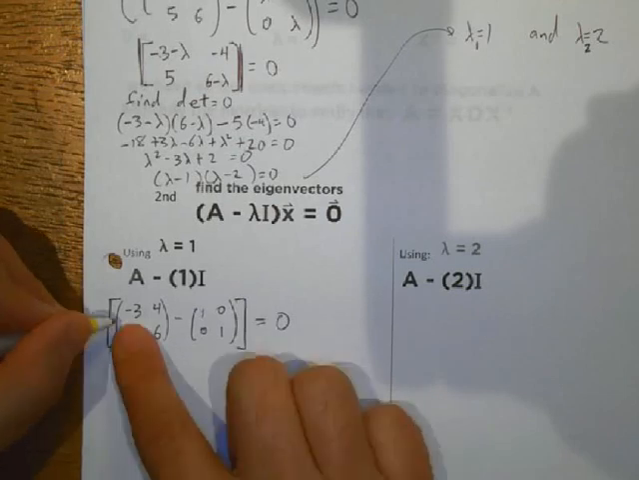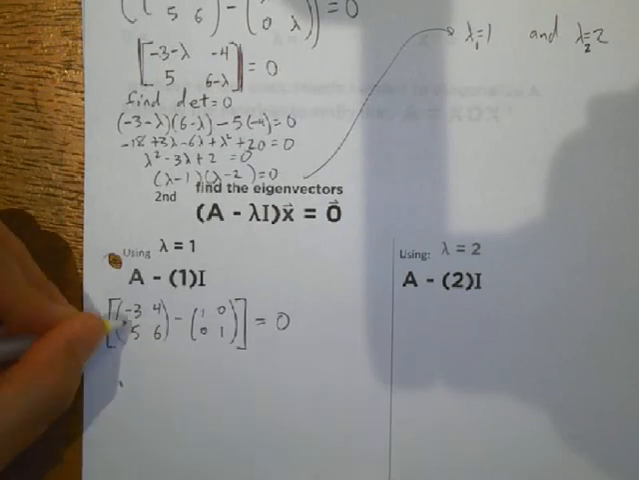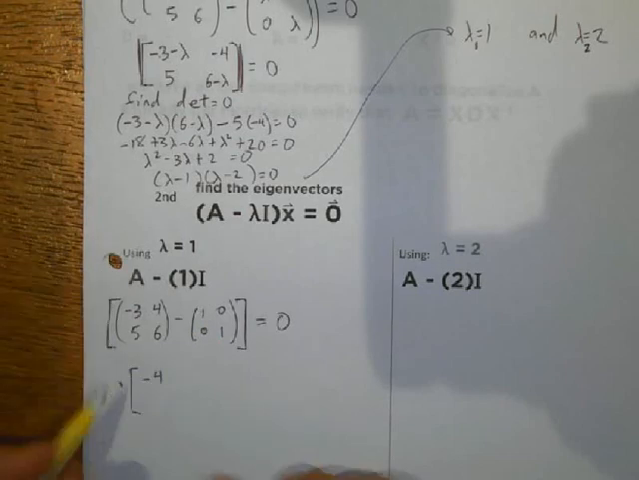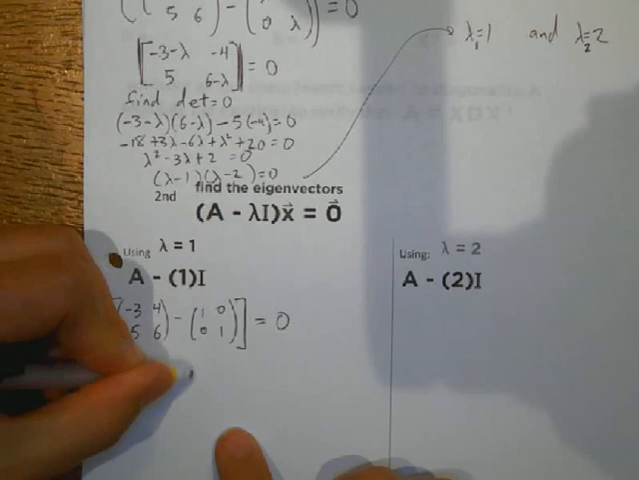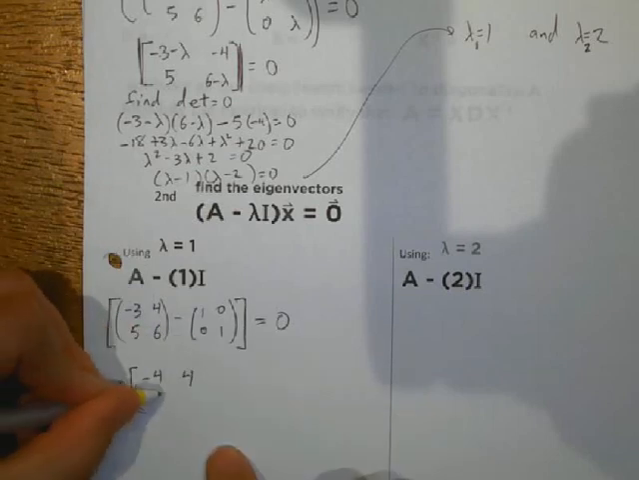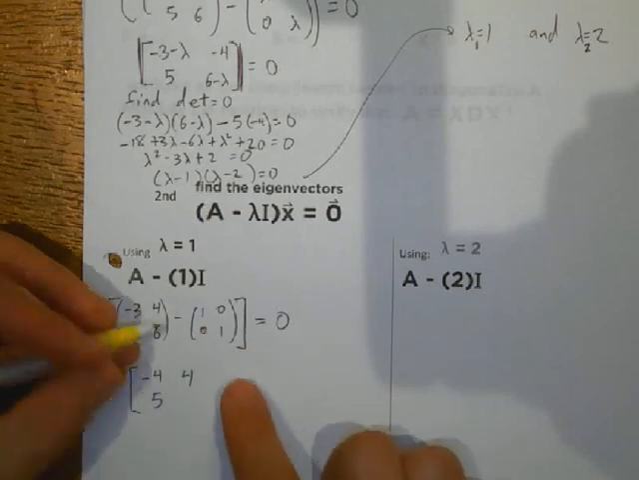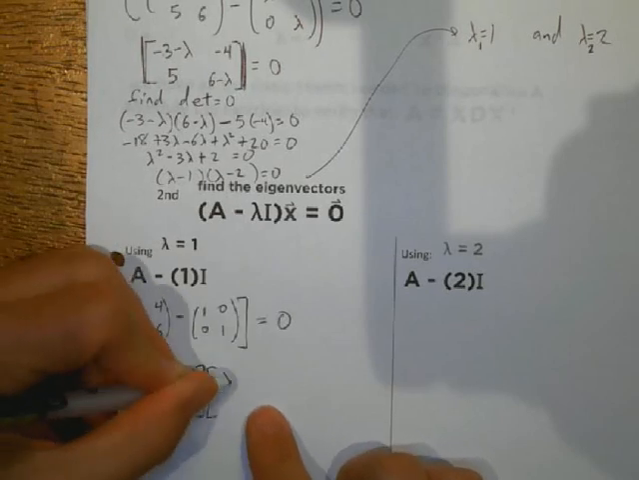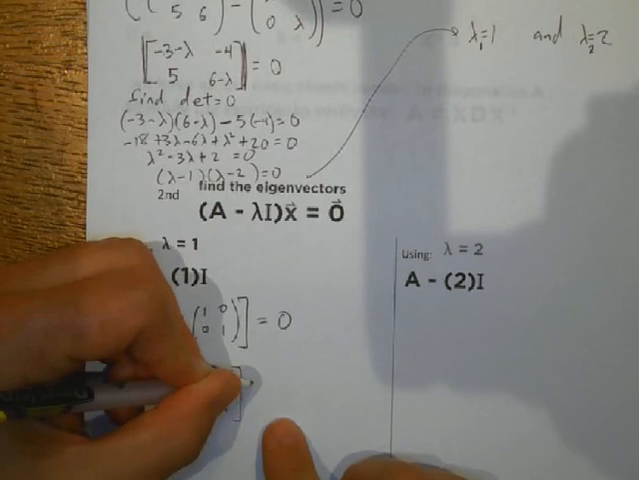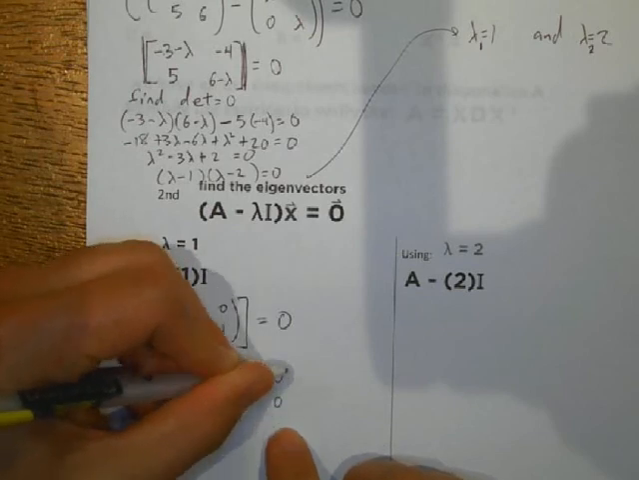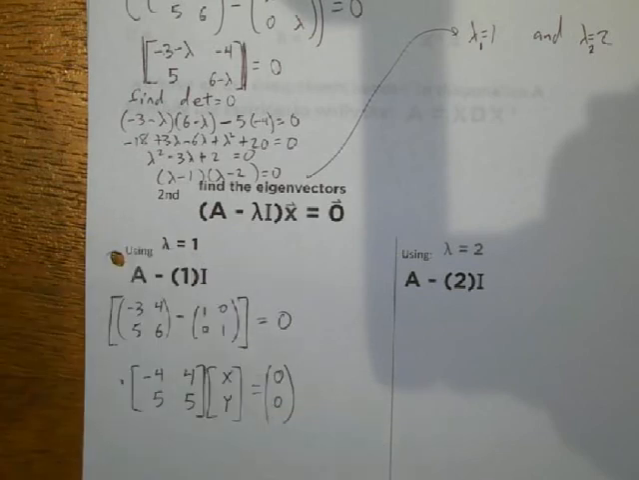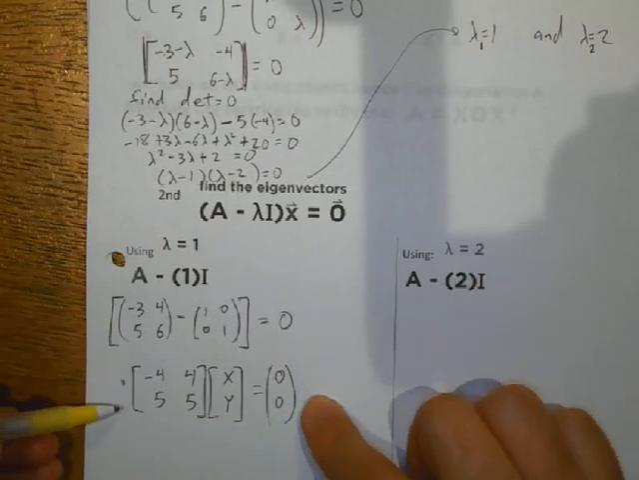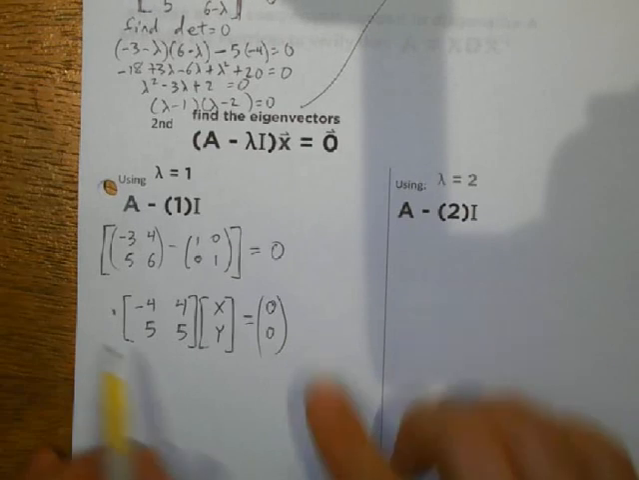Okay, so now I can simplify this. Negative 3 minus 1 is going to give me negative 4. 4 minus 0, that's just 4. 5 minus 0, that's just 5. And 6 minus 1 is 5. Okay. x, y equals 0, 0. Okay, so going from this line to this line looks slightly different than how Professor Dave did it, but we still get the same answer.